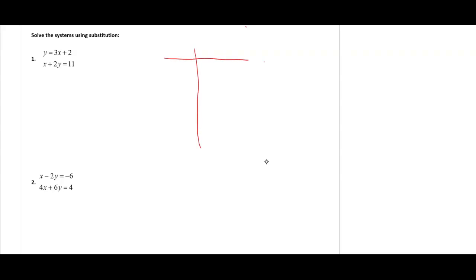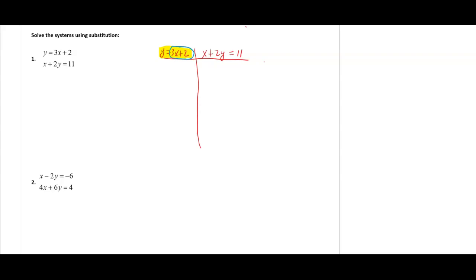Okay, I like to put one equation on one side and the other equation on the other side. Now what the goal is here is I look at the two equations. Do I have one variable by itself? And the answer to that is yes, right? This equation already has y by itself. Okay, so what I'm going to do is in the other equation, everywhere I see a y, I'm going to replace it with this value, 3x plus 2.